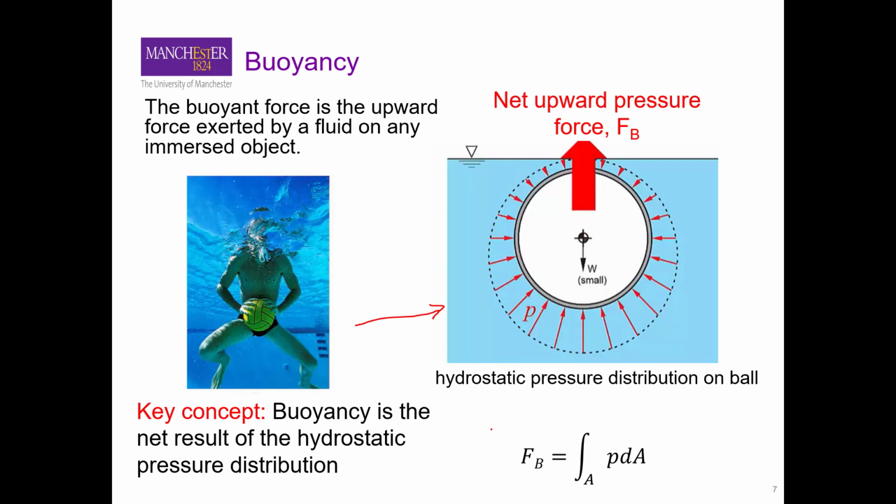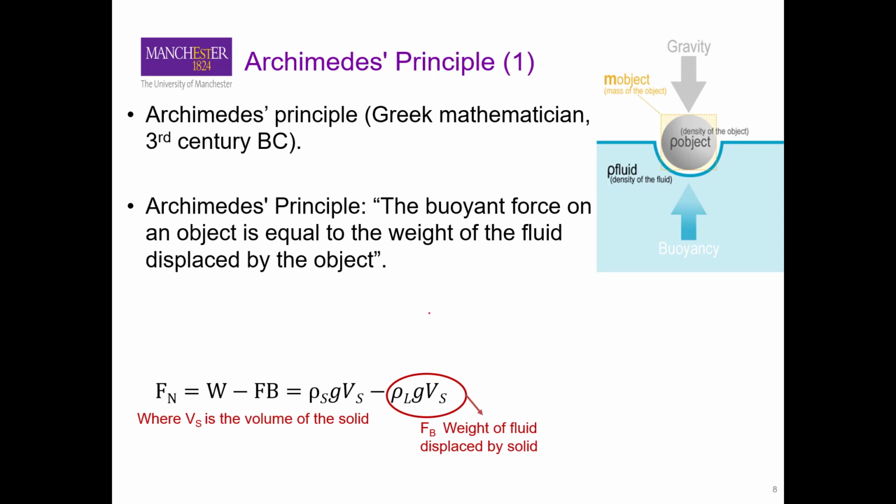We can calculate this buoyancy force by solving this integral here. This integral is relatively easy to solve for a spherical or a cylindrical shape, but if we are talking of very complex shapes, it is fairly difficult to solve. Lucky for us, we don't have to solve this integral, because we can use a shorthand method that was developed by Archimedes centuries ago. Archimedes was a Greek mathematician in the 3rd century BC who came up with this idea.